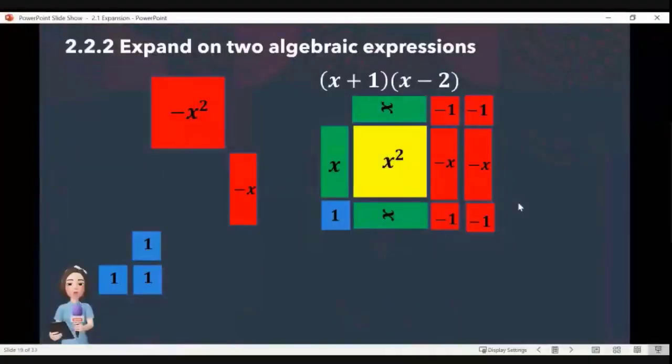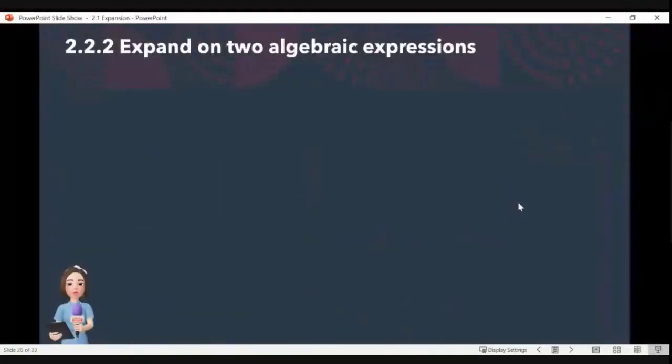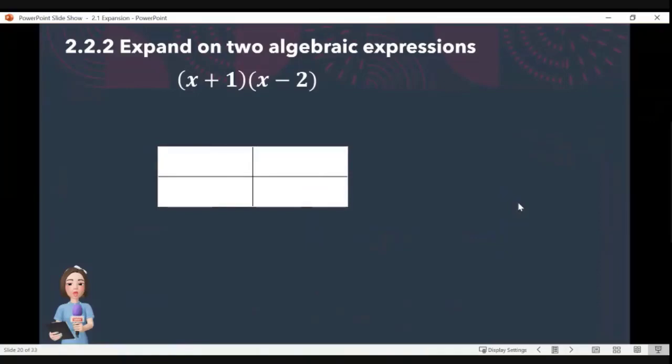Okay, so this is the first. This is using the box method. So this one, x. I forgot to put a multiply here. This is multiply. At the side here, always is a multiplier. So x times x, you will get x squared. So x times positive 1, you get positive x.